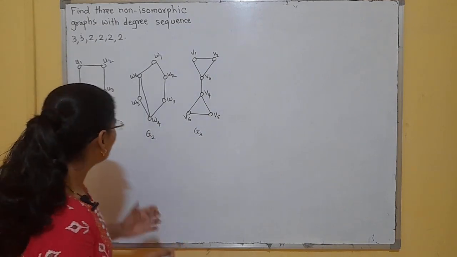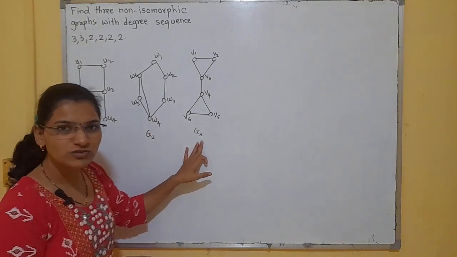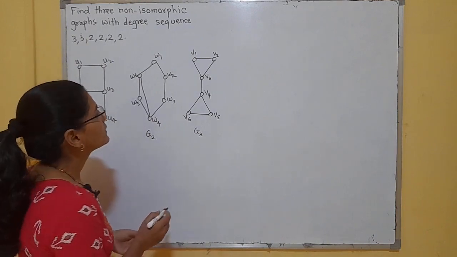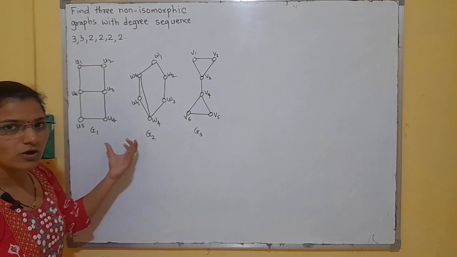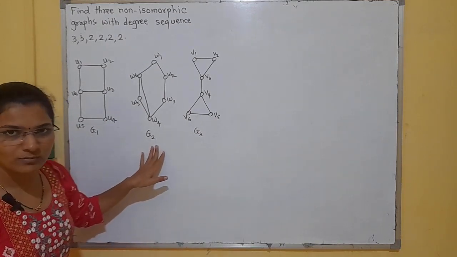Now it just remains to prove G1, G2 and G3 are not isomorphic graphs. So I will prove G1 is not isomorphic to G2, G1 is not isomorphic to G3 and G2 is not isomorphic to G3. First I will prove G1 and G2 are not isomorphic. For that I am claiming that G1 is a bipartite graph but G2 is not a bipartite graph.